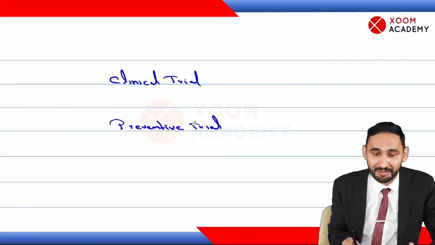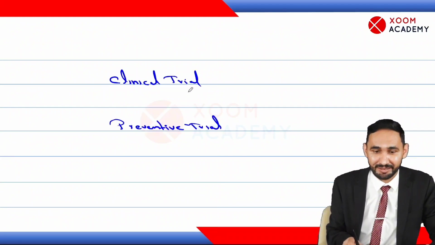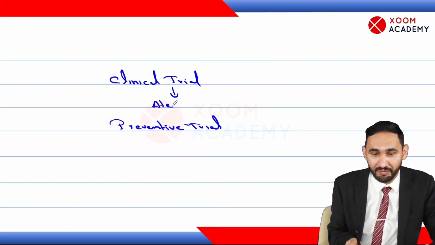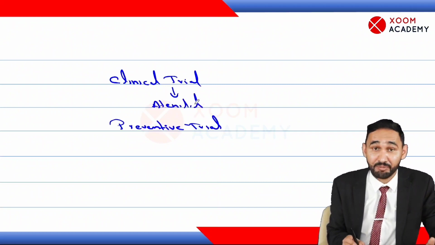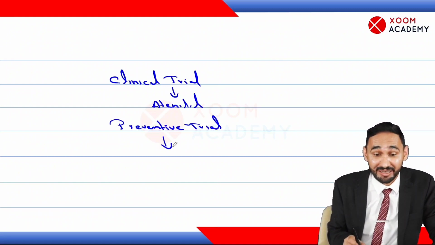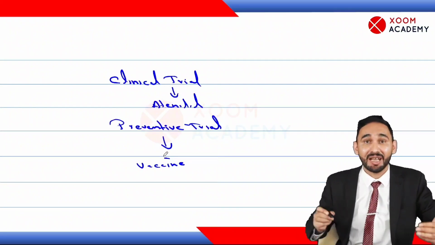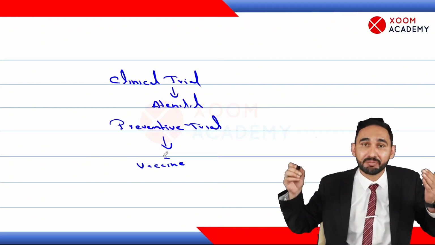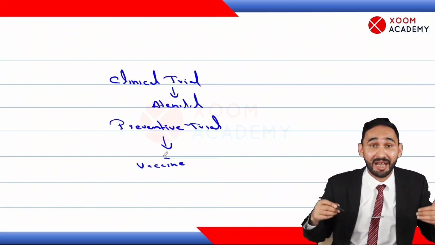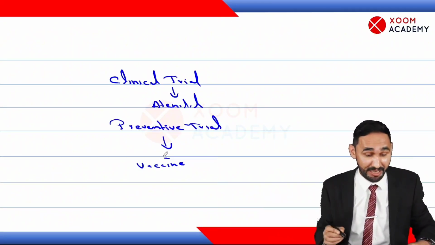In a clinical trial, we do experiments on certain drugs like atenolol. A trial of atenolol or a therapeutic trial is a clinical trial. What is a preventive trial? A trial of vaccines, like the vaccine of coronavirus or the vaccine of malaria. This is a preventive trial. A trial done for therapeutic purposes is a clinical trial. A trial done for preventive purposes is a preventive trial.